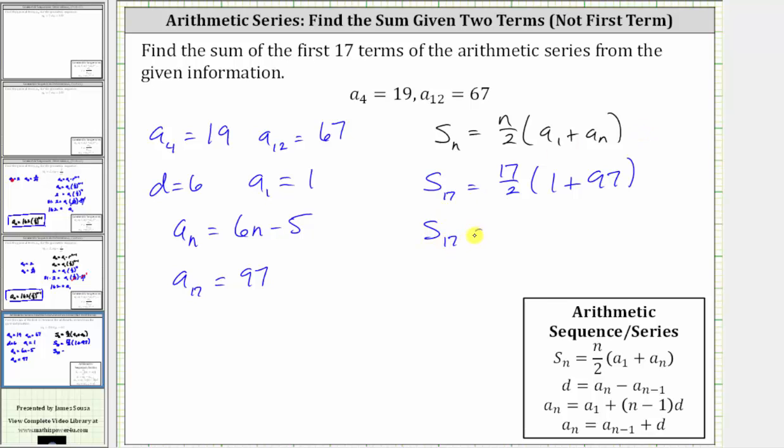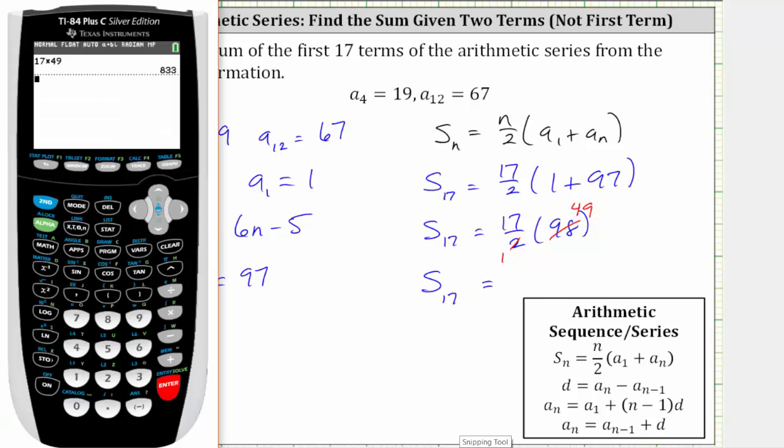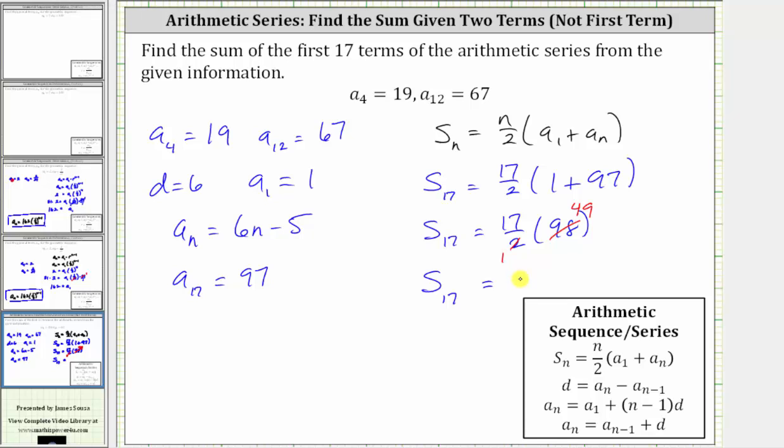which gives us 17 divided by 2 times 98. 2 and 98 share a common factor of 2. There's 1, 2, and 2, and 49 2s in 98, which gives us 17 times 49, which is equal to 833. So the sum of the first 17 terms of the given arithmetic series is 833.